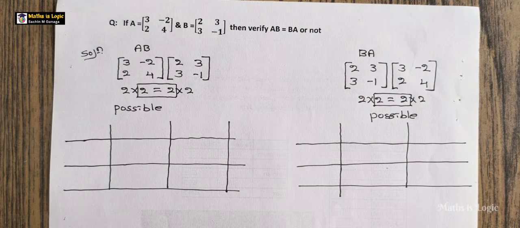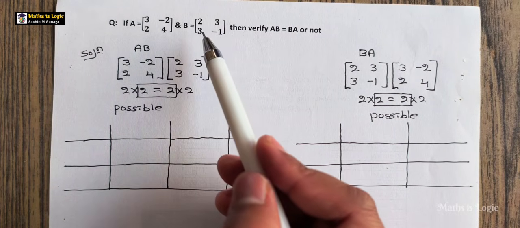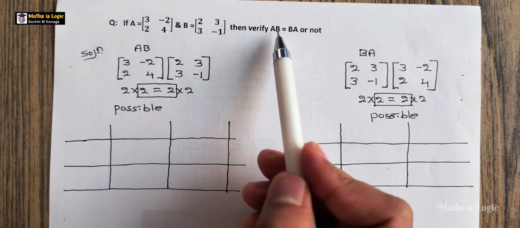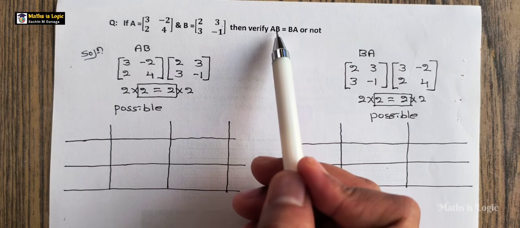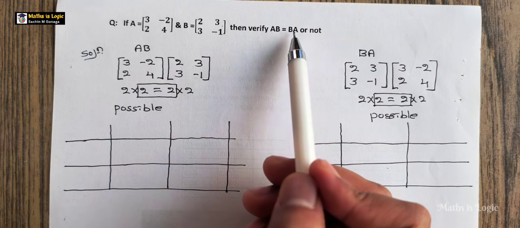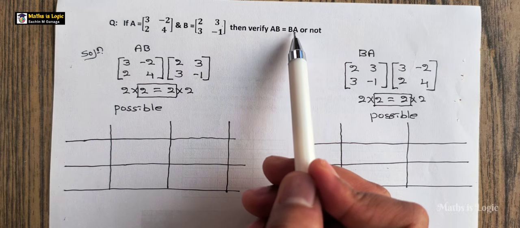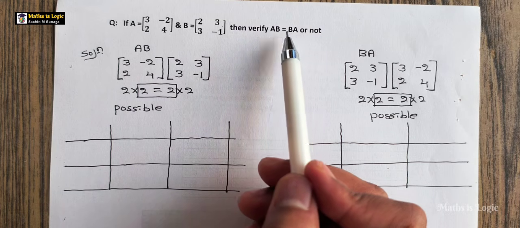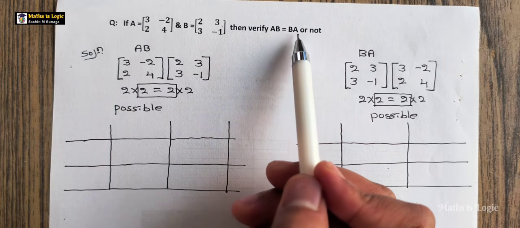Next type of question: A matrix 3 minus 2 2 4, B matrix 2 3 3 minus 1. Here we need to verify AB is equals to BA or not. Means first part we need to find out AB value, next part we need to find out BA value. After finding AB and BA, if both answers are same, then we need to write AB is equals to BA. If both answers are not same, that time we have to write AB is not equals to BA.